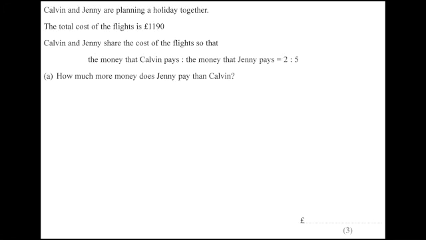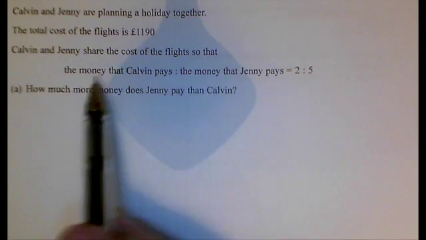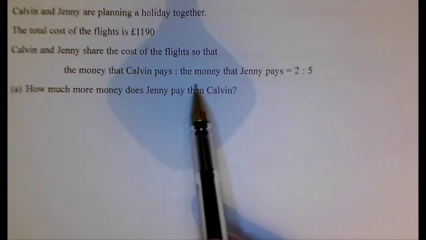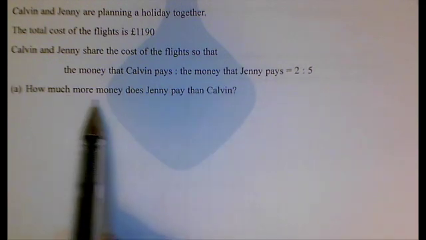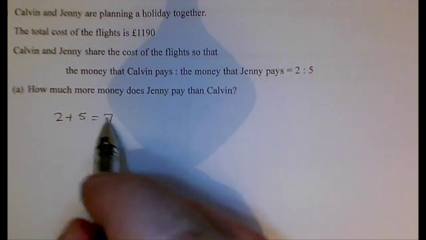So it looks like we've got a kind of ratio question here. The total amount of money on the flight is 1190, and they're going to share the cost of the flight in the ratio 2 to 5. Calvin's paying 2 shares and she's paying 5 shares, so they must have 7 shares altogether. They've got to divide this into 7, haven't they?